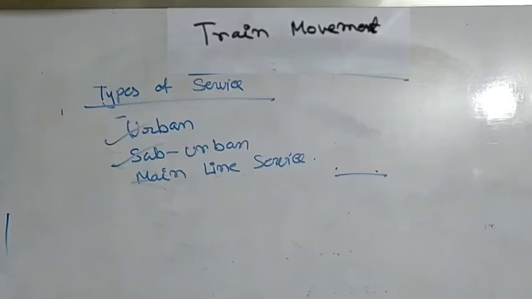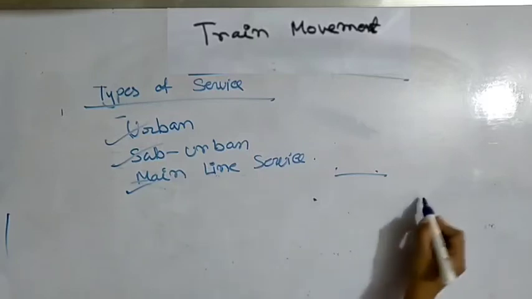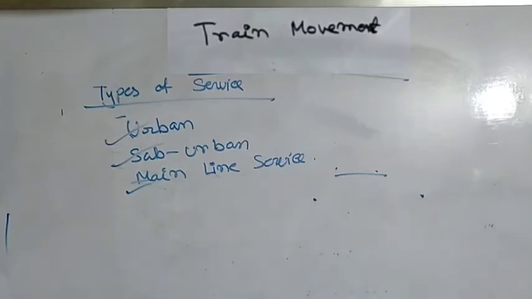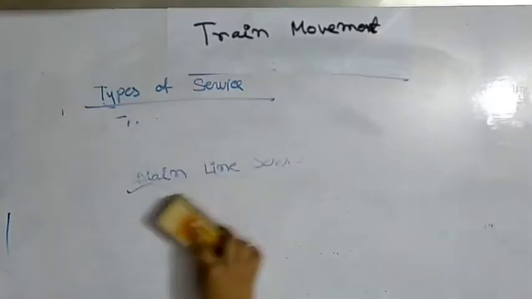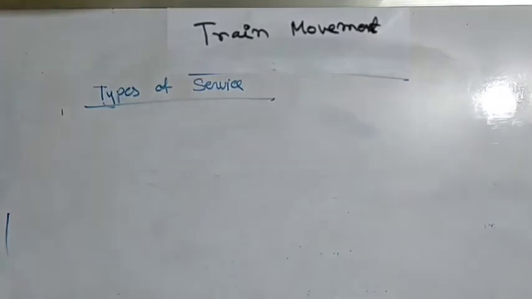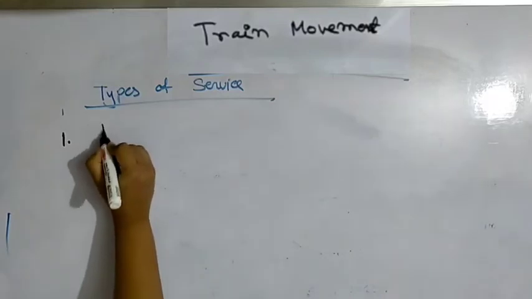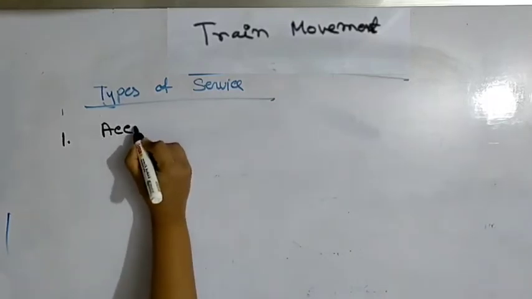On mainline service, the distance between the stations is very long and therefore high balancing speeds are desirable. For this, moderate acceleration will be adequate unless there are a large number of speed restrictions. So first I write down the parameters. First parameter is acceleration.